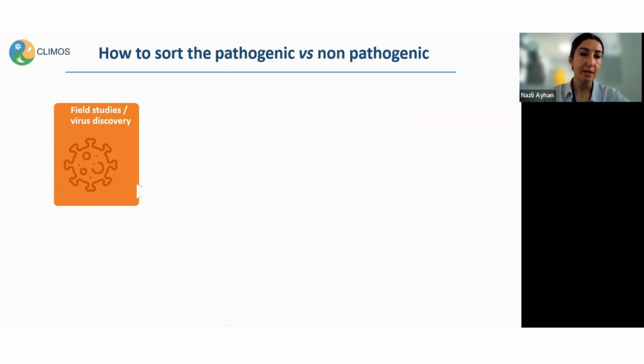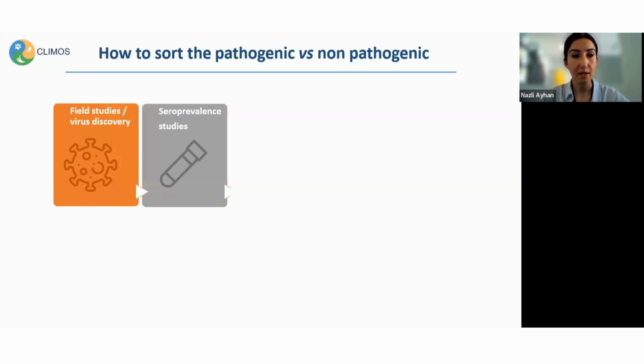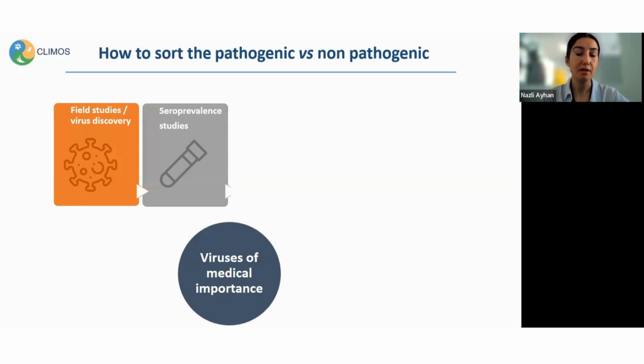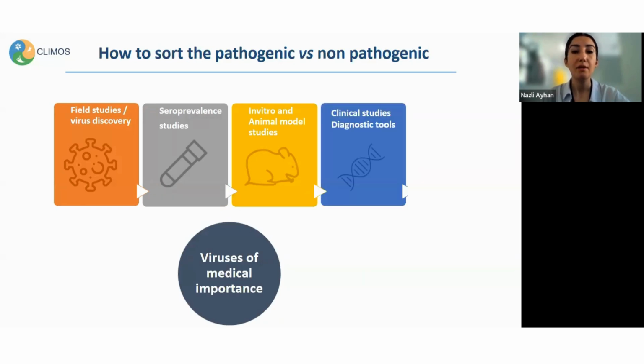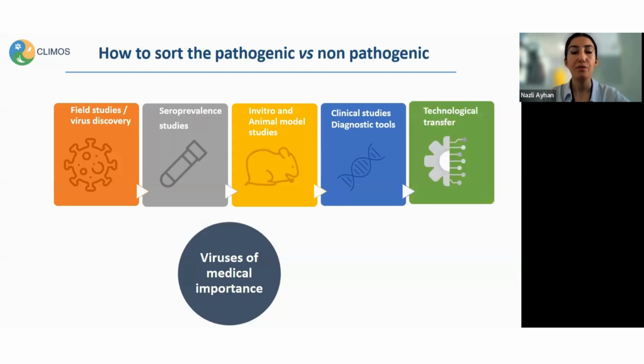So we have done field studies and we discovered a novel virus. What are the next steps? If we manage to isolate the virus, we can do seroprevalence studies to address whether the virus has a medical importance or not, whether in humans or in animals. We can perform some in vitro and animal model studies to characterize the virus and identify the pathogenicity in different animal models. We can organize clinical studies and develop diagnostic tools. And afterwards, we can transfer these diagnostic tools to keep up the surveillance for this virus.